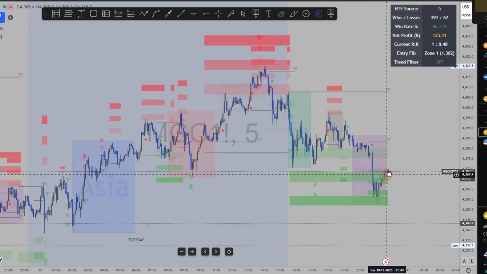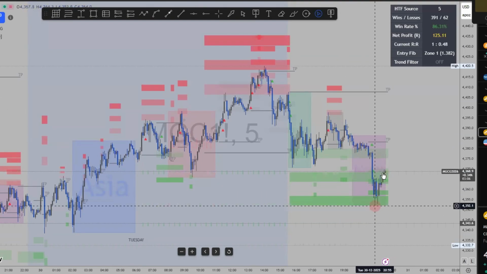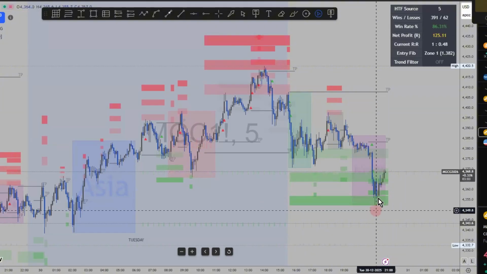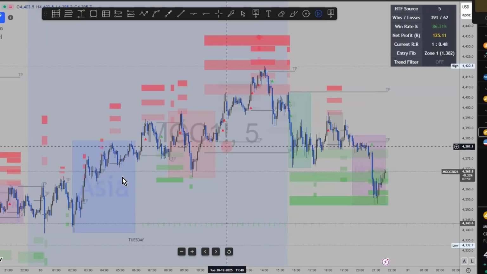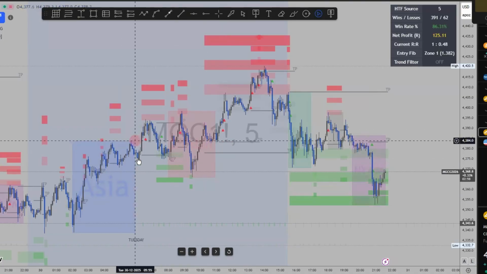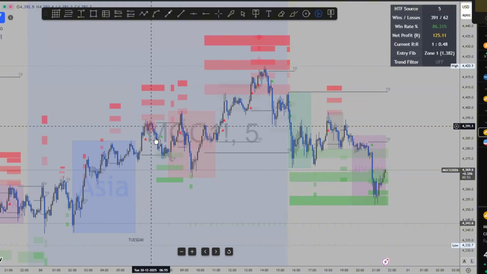I just took this opportunity right here. A quick buy trade. We made 1% on FTMO, and then we made a few $100 I think on Apex. So let's start with the London session. We had sales here, that was nice.